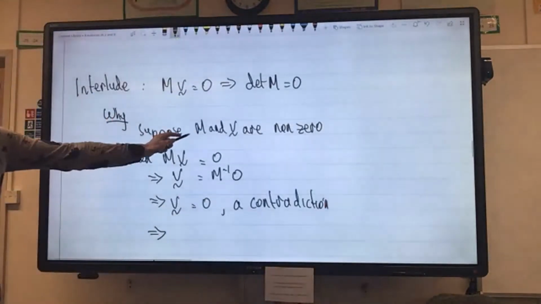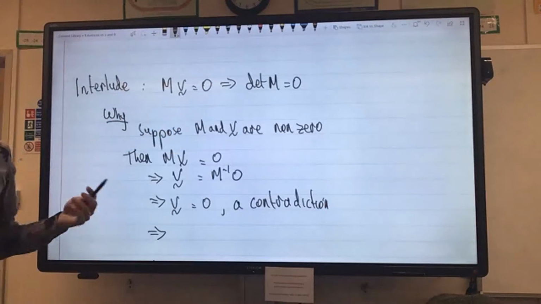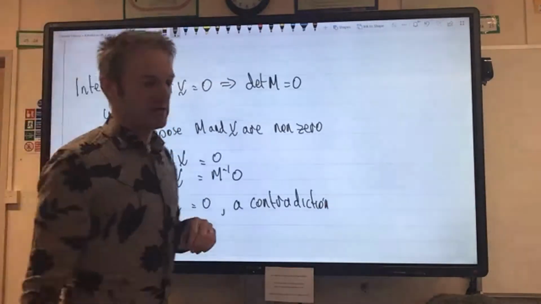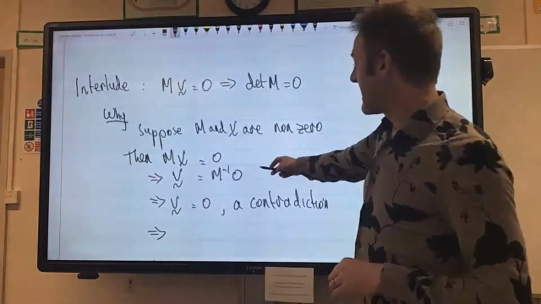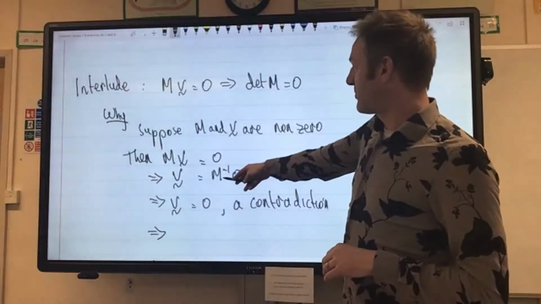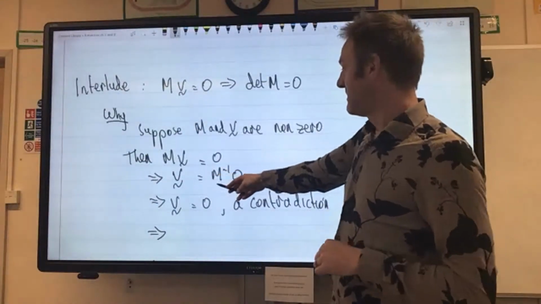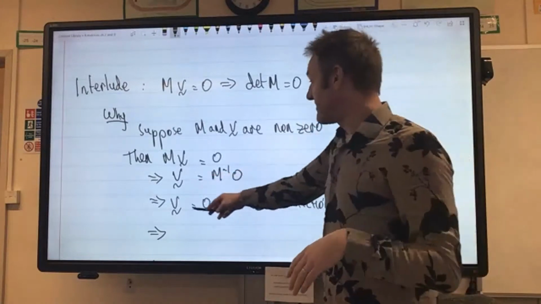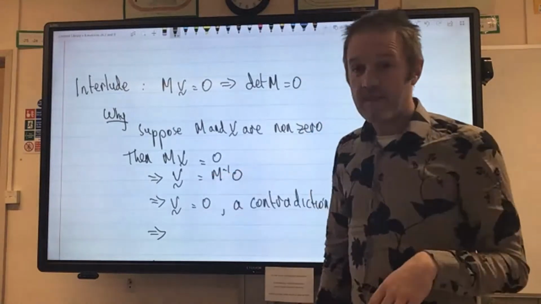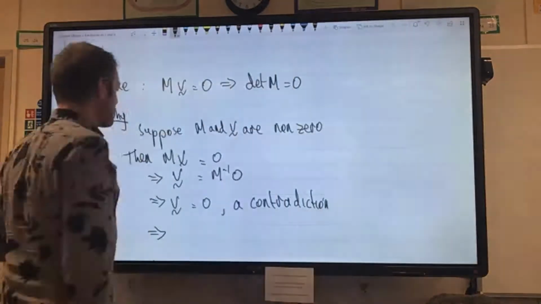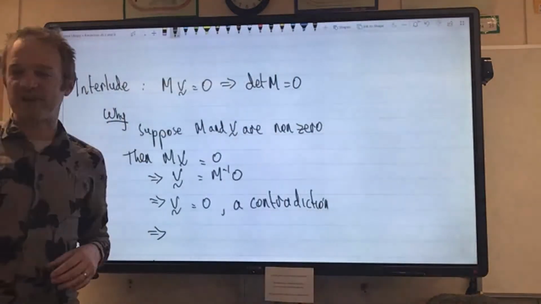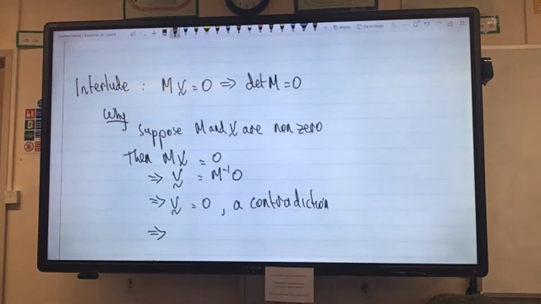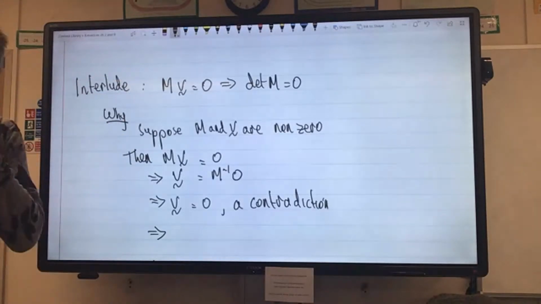Now, suppose your matrix and your vector are non-zero. You've got a matrix and a vector that are not 0. You multiply them together to get 0. Then we could pre-multiply both sides by the inverse of M, and I would get v equals the inverse of the matrix times 0, which means the vector must be 0. Now, how does that prove that the determinant of the matrix is 0? Can someone explain how this working here basically proves that the determinant of the matrix is 0? How does that work?